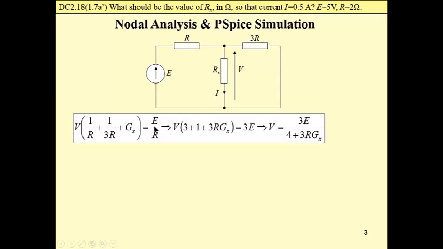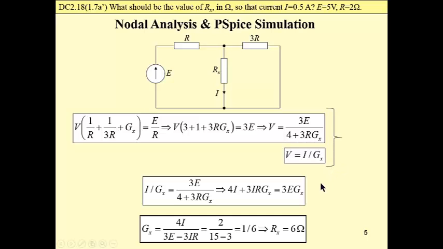From this equation we may calculate voltage V, which is a function of circuit parameters, also the conductance that we are looking for. We have to supplement this equation with an equation that takes into account knowledge of the current that flows through the resistance. So this is the equation. This voltage is current divided by the conductance that we are looking for. Now we have to solve this system of equations to find a value of G sub x.